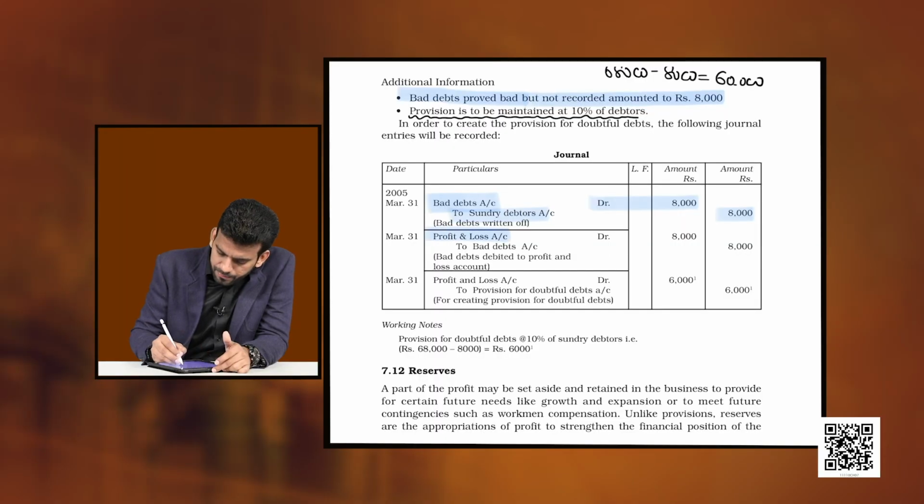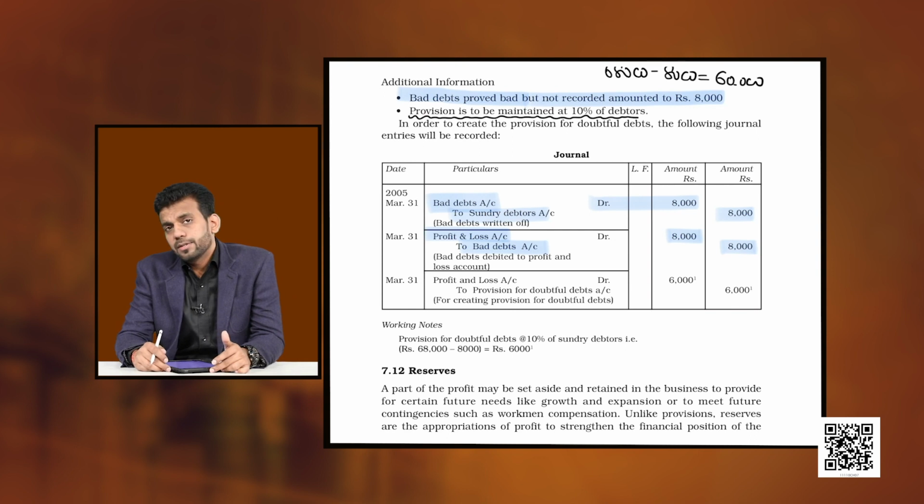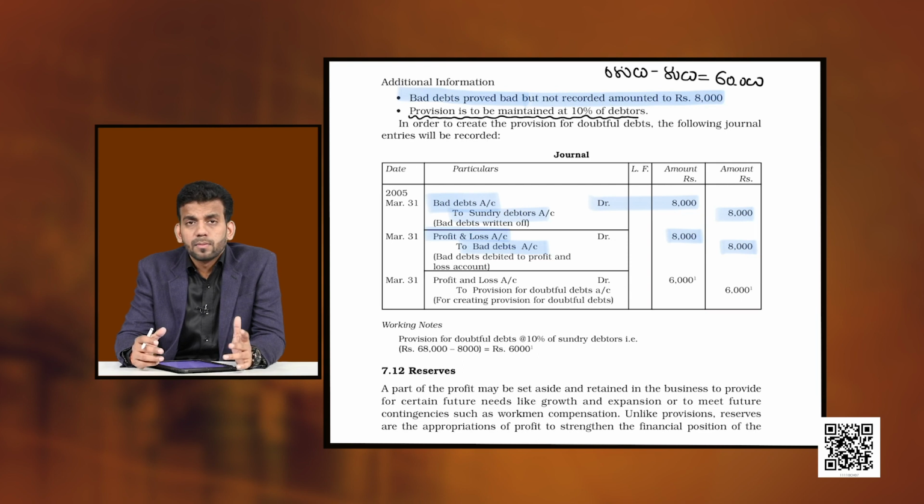Now, we have to transfer this expense to profit and loss account. Bad debt is 8,000 and this is my expense and all expenses are to be transferred to P&L account. P&L account debited to bad debt, right? This is the journal entry for transferring your expense named bad debt to profit and loss account.